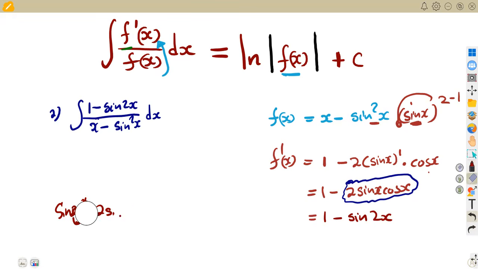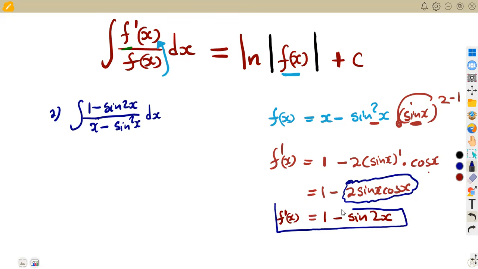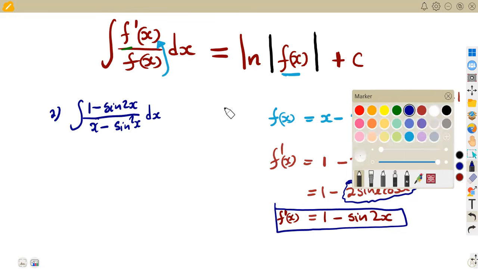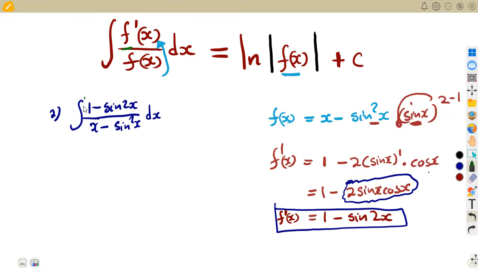So this is how you can also play with your identities to obtain a single trig expression in this case. So we have the first derivative, which is 1 minus sine 2x. Let's check what we have on the numerator here. On the numerator, we've got 1 minus sine 2x, which is exactly the same as this one. So these two directly correspond.